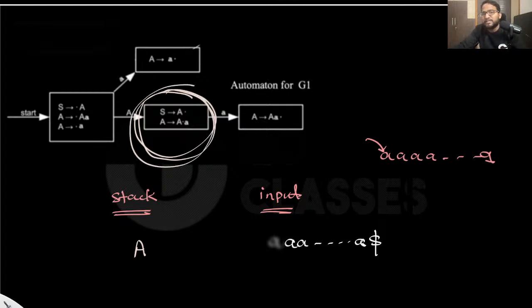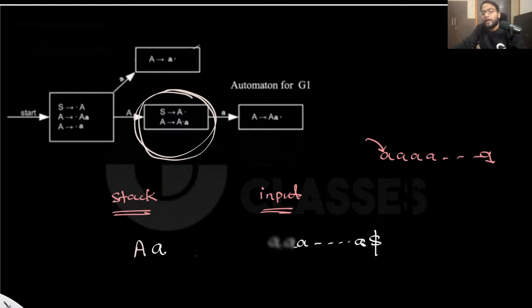Now from this state, check if the small a comes, then what do you do? You shift it. This is a shift entry. You shift this a also, and then you come here. Now just see very carefully how this parsing algorithm is working.